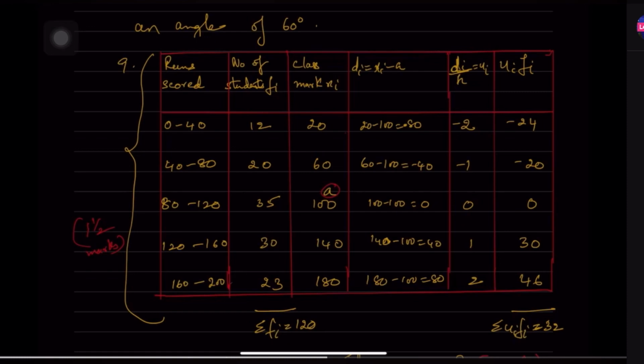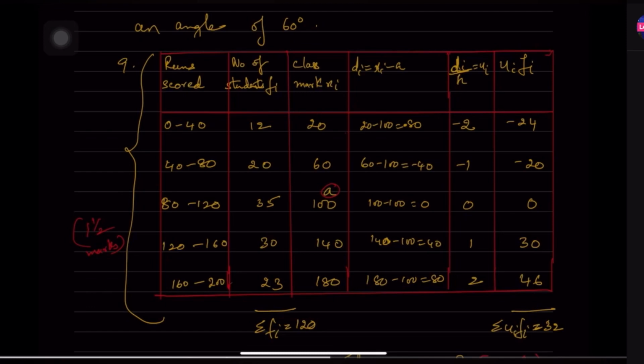So now here Xi minus A, Xi is nothing but here 20. 20 minus 100 is equal to minus 80. 60 minus 100 is minus 40. 100 minus 100 is 0. 140 minus 100 is 40. 180 minus 100 is 80.